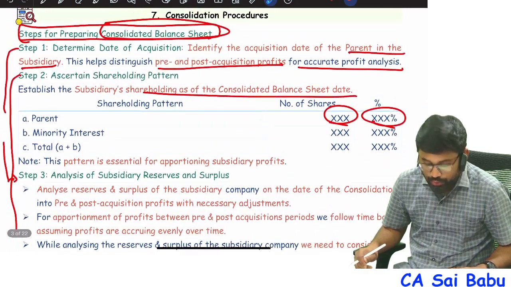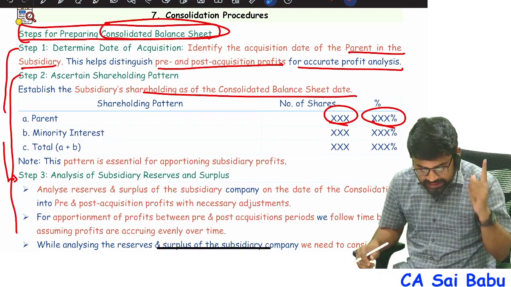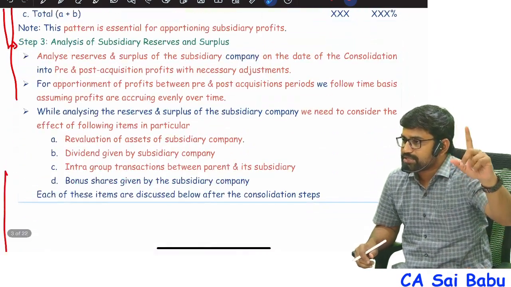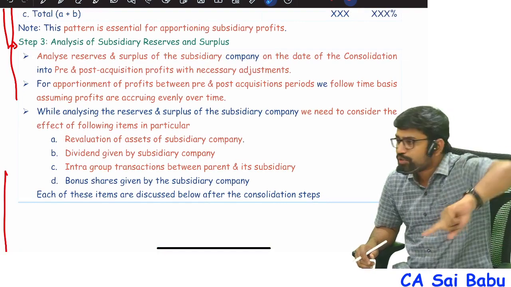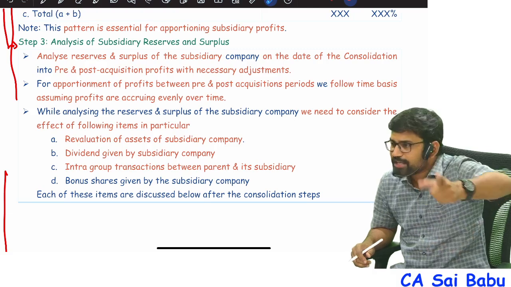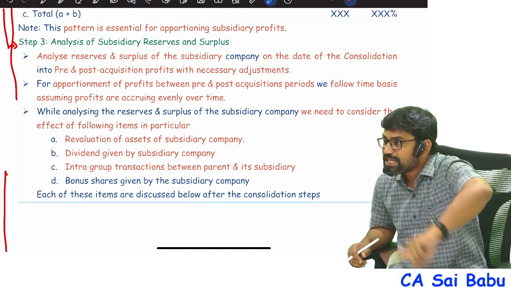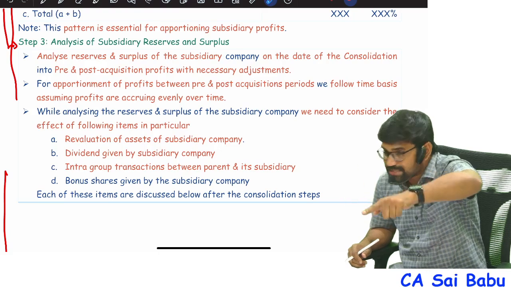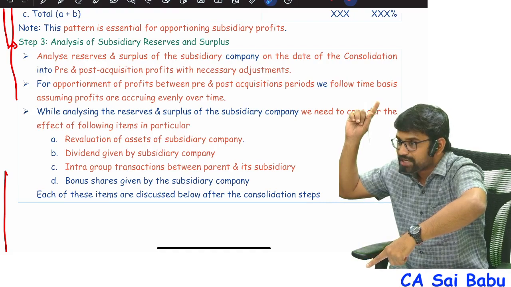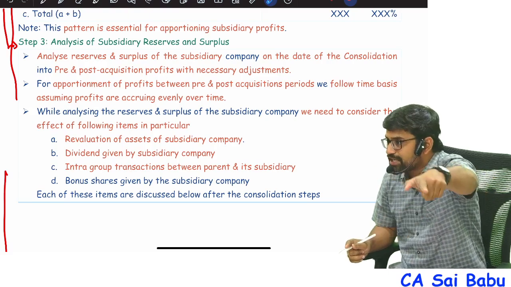Okay. So when you are doing the consolidation, first date of acquisition, second shareholding pattern, third analyze the subsidiary company reserves and surplus into pre-post. Once you analyze, apportion between parent and minority interest. Now parent company share in the pre-acquisition profits adjusted to cost of investment in step number 6. Parent company share in the post-acquisition profits added to the consolidated reserves in step number 8. Minority shareholders share minority interest, step number 5.